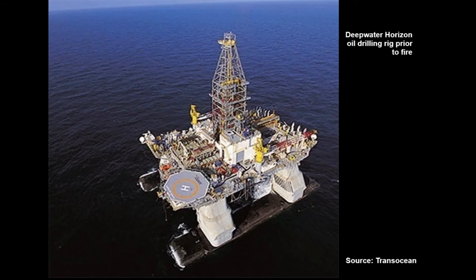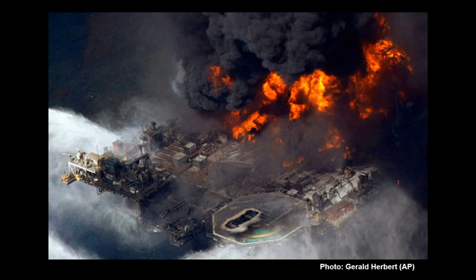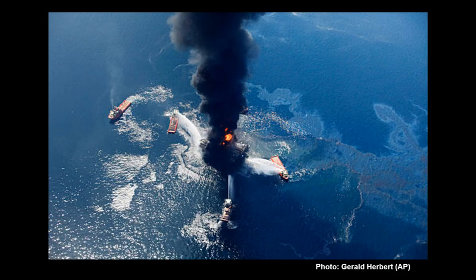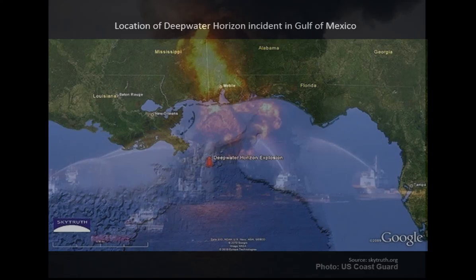I mentioned the Deepwater Horizon. It's not actually technically covered under MARPOL because it's not a ship. It was an oil rig. I'm sure you all saw it on the news when it occurred, and there's been a movie since. It was an oil rig in the Gulf of Mexico, which caught fire and burnt, with a number of people killed in it. And this is the Coast Guard vessels trying to put out the fire.